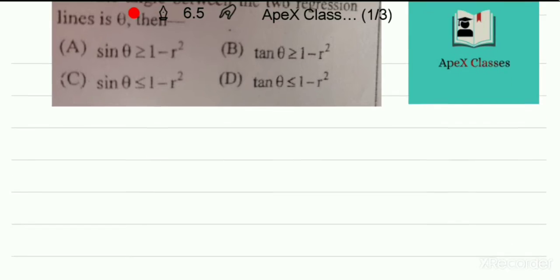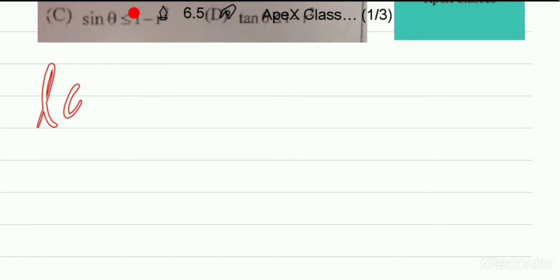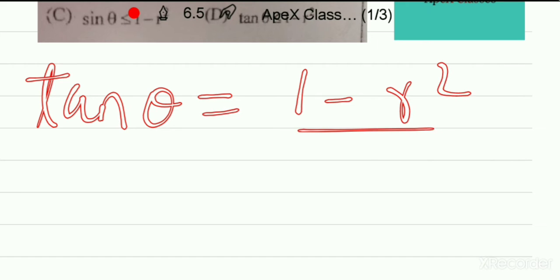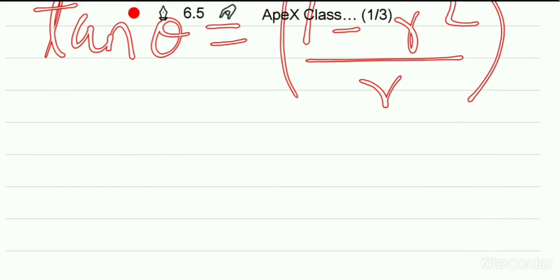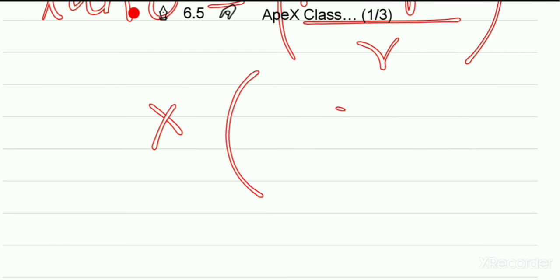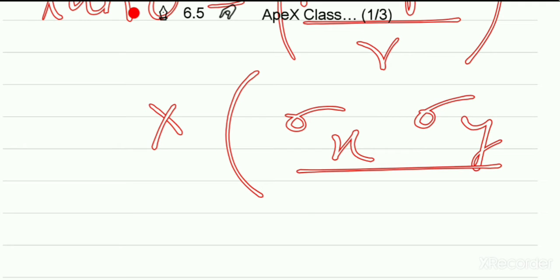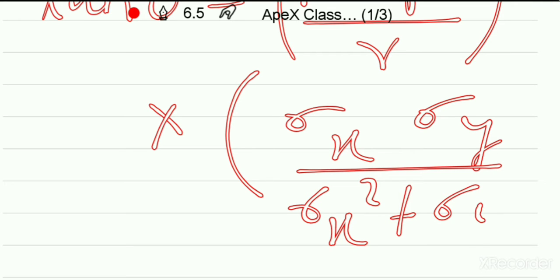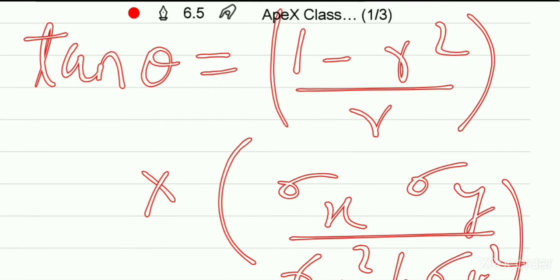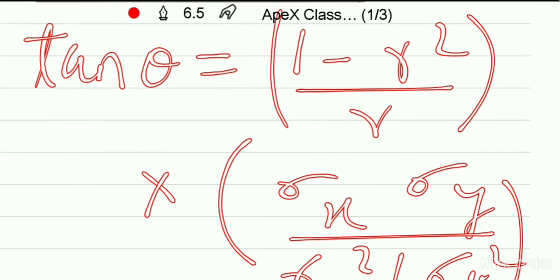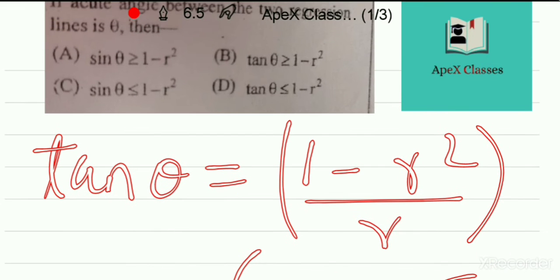For this, first of all we will use the relation tan theta is equal to (1 minus r square upon r) whole multiplied by (sigma x into sigma y) whole upon (sigma x square plus sigma y square). This is the relation between tan theta and r, where r means the regression coefficient.